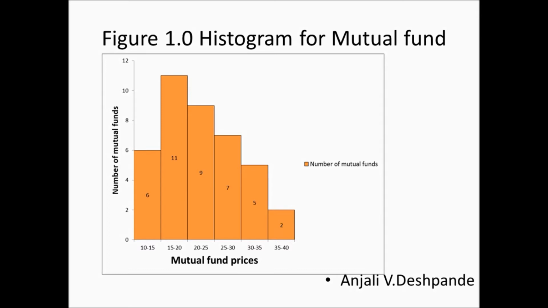So this sort of diagram which is drawn, as you can see, looks like the bar chart. Only thing is that there are no gaps between the bars. You can see the continuity. So this type of chart is called a histogram.